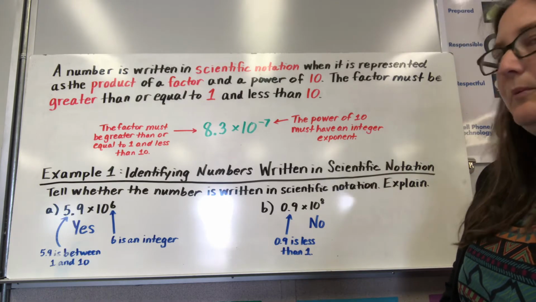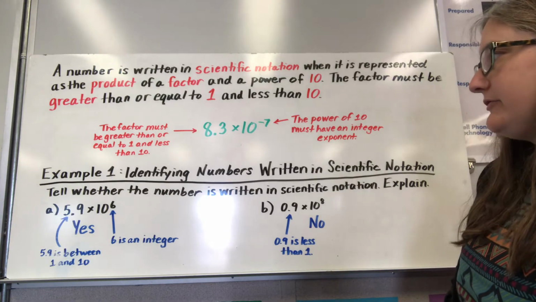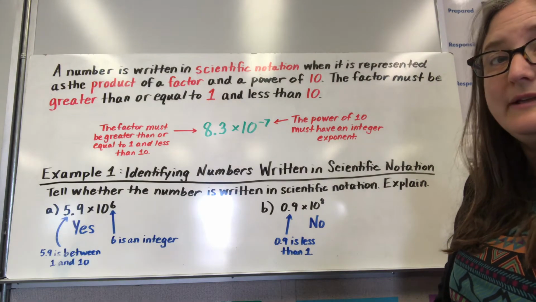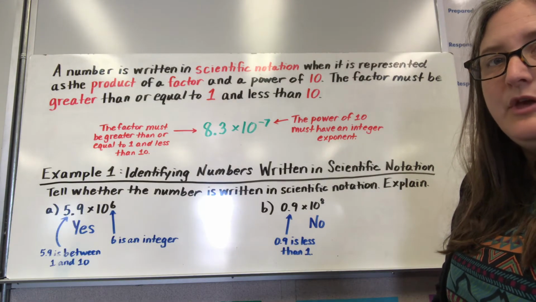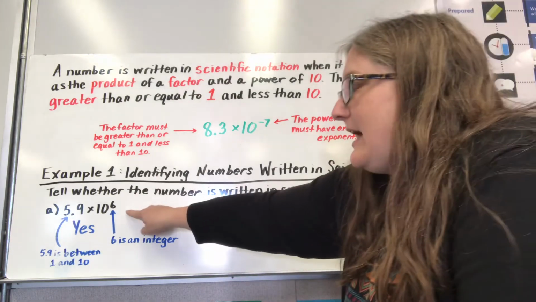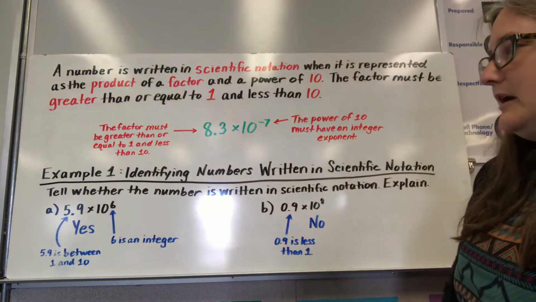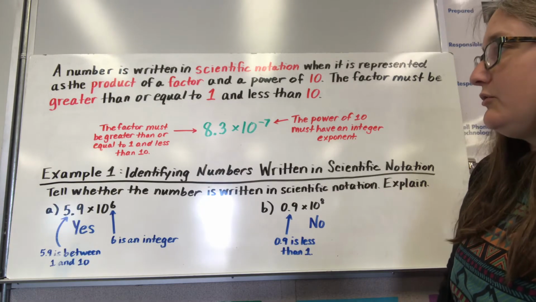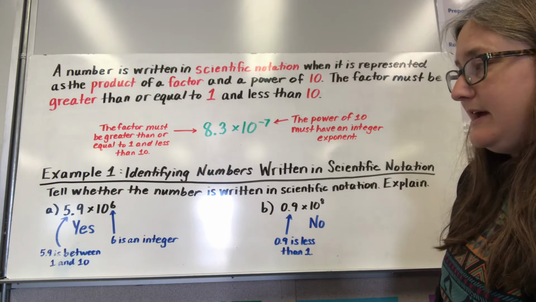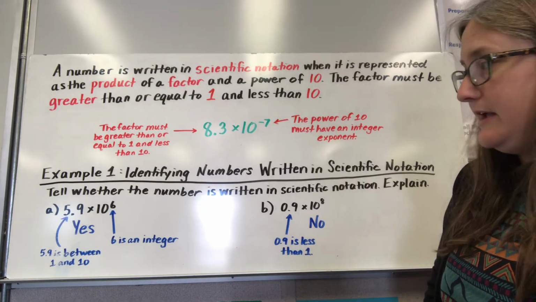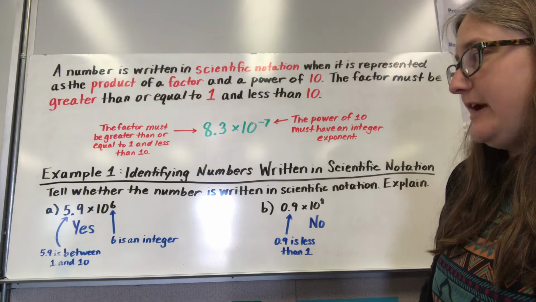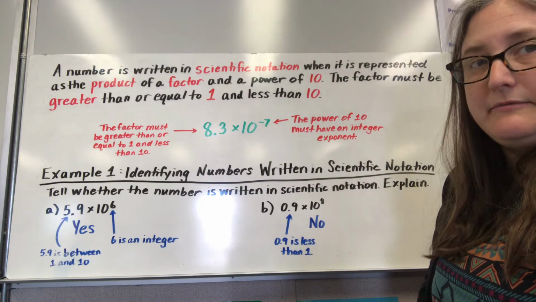So in example 1, we're going to identify whether some of these numbers are written in scientific notation and explain why yes they are or no they're not. So this first one is a yes. I look at my factor, and it's a number that is greater than or equal to 1 but less than 10, 5.9, between 1 and 10. And my exponent is an integer. It's a factor times a power of 10.